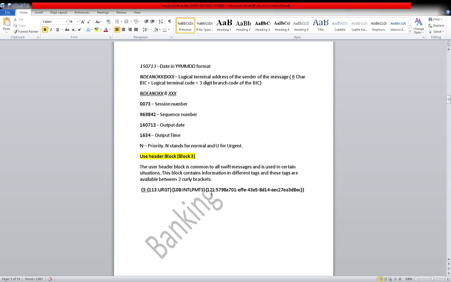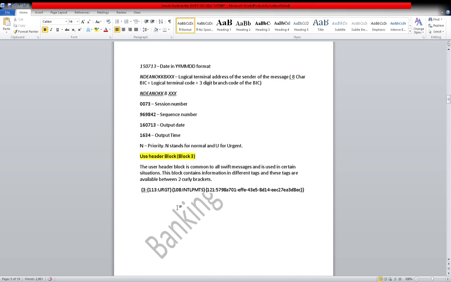This question will definitely be asked in block 3: what are the fields mentioned in block 3? Can you explain to us? Even the question is not only about 113. They will ask you, can you give me the structure of the MT103 message? Then you have to start explaining from block 1, block 2, block 3, block 4, and trailer. What is there in block 1? What is there in block 2, block 3, block 4, and trailer? This will take at least 2-3 minutes to explain for each field, so at that time you have to explain this part as well.